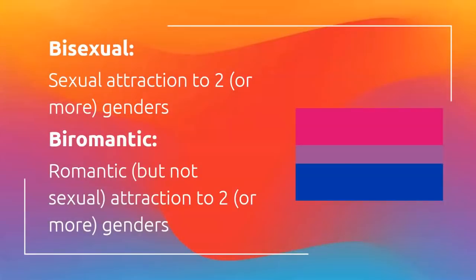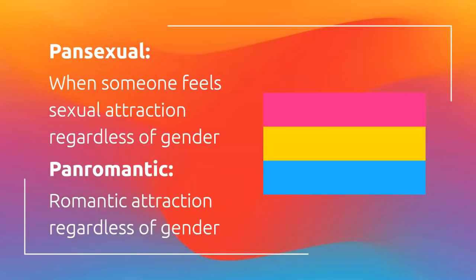Then we have bisexual and biromantic, which is the sexual or romantic attraction to two or more genders. Then same thing here with pansexual and panromantic. It is the sexual or romantic attraction regardless of gender. So it is similar to bisexual, but it is a different identity.